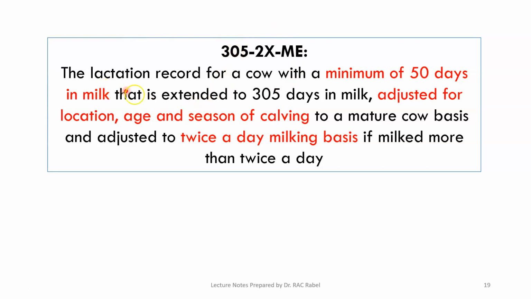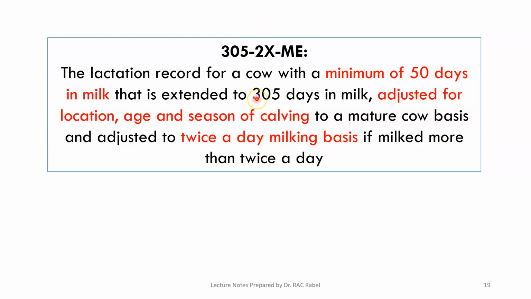So the definition is the lactation record for a cow with a minimum of 50 days in milk and is extended to 305 days, adjusted for location, age, season of calving to a mature cow basis adjusted to twice a day milking, right? Okay, so that is what this is, right?